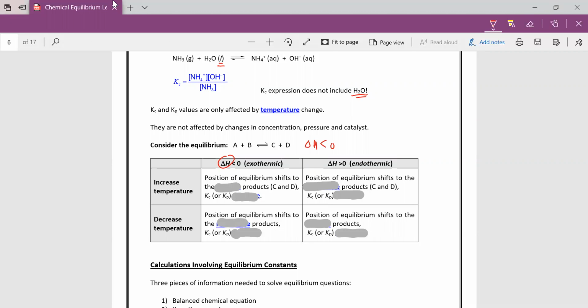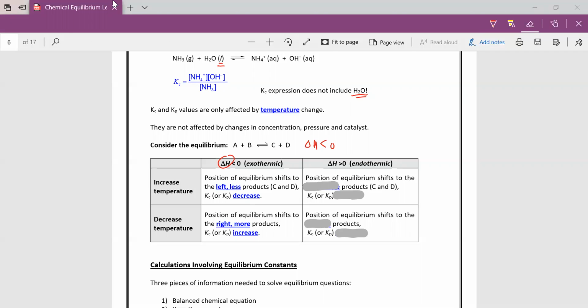When we increase the temperature, equilibrium will shift to the left, because that is towards the endothermic reaction. Remember, if forward is exo, backwards will be endo. So the Kc or Kp will actually decrease. Similarly, if we were to decrease the temperature, the effects will be the opposite.